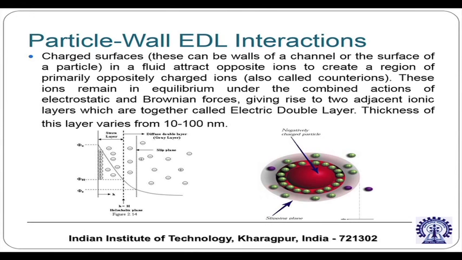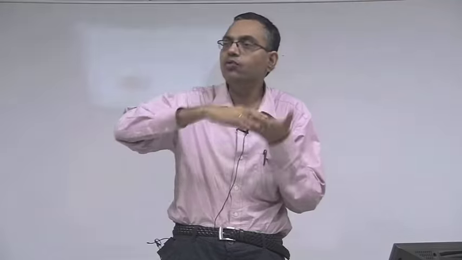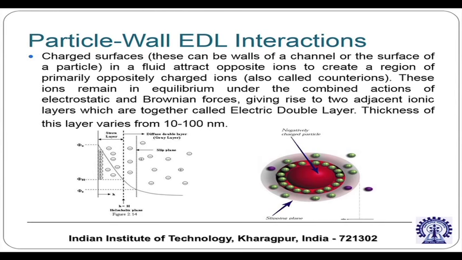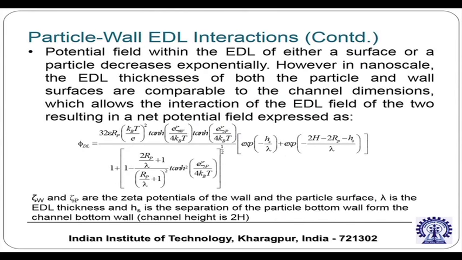Because of the interaction between these two electrical double layers, when they come very close to each other, they may be strongly overlapping. That can give rise to a net force, and one can derive complicated expressions for the potential of interaction of the EDL field of the two entities, the particle and the wall. This is a function of the zeta potentials of the wall and the particle surface, the Debye length, and the separation of the particle from the wall.